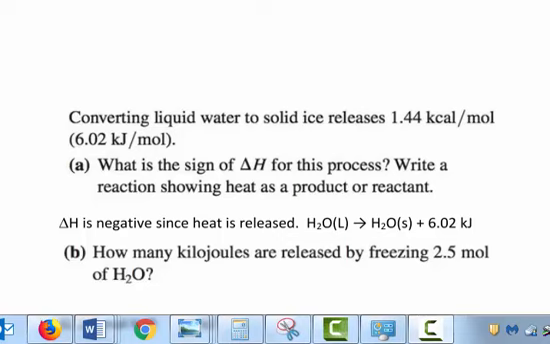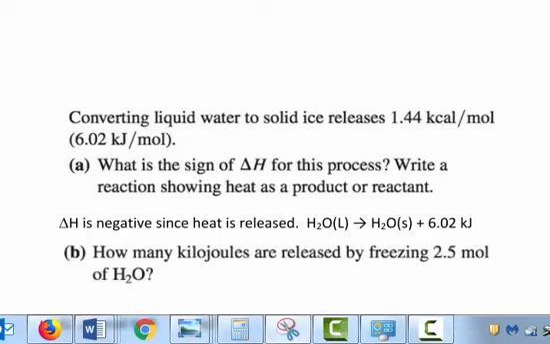Problem 7.26 tells us that converting liquid water to solid ice, or freezing, releases 1.44 kilocalories per mole, or 6.02 kilojoules per mole. Part A asks us to determine the sign of delta H for this process. Since heat is released, we know this is an exothermic reaction and that the sign of delta H is negative.